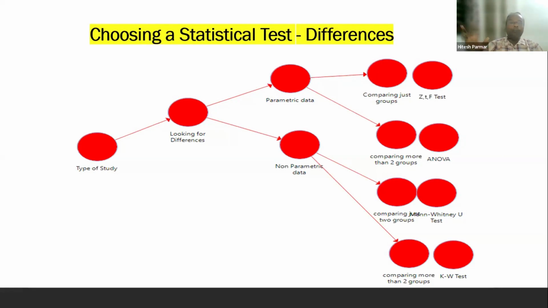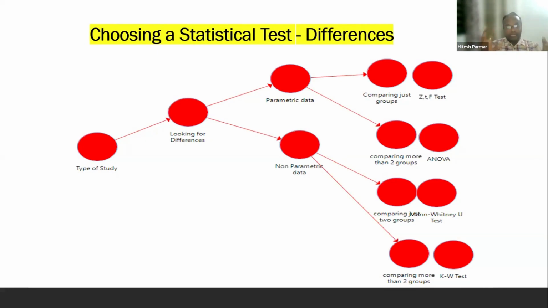Difference means you are comparing the groups. Suppose you are comparing the responses of male versus female, or suppose you are comparing two groups, one having a placebo and one having some treatment. So treatment group and placebo, right? So maybe you are comparing two types of group. This is your comparison, that you want to compare the difference in the two groups, or maybe three groups, four groups, depending upon the number of groups.